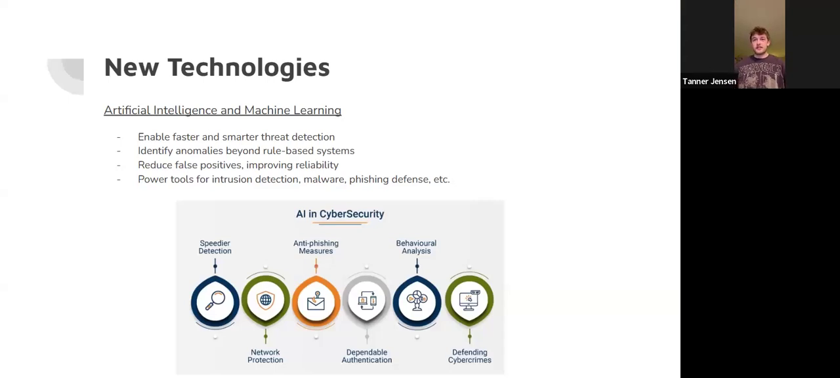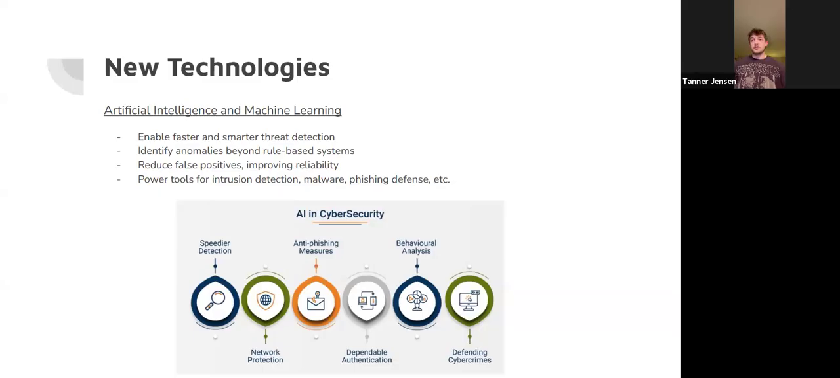Next, we have new technologies being implemented for network security. First, we have artificial intelligence and machine learning. These are completely changing how we approach network security. Unlike traditional systems that rely on known signatures and rule-based systems, AI and ML can analyze massive amounts of data in real time to detect unusual patterns which may otherwise evade traditional systems.